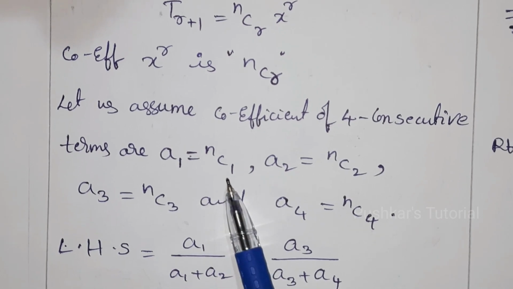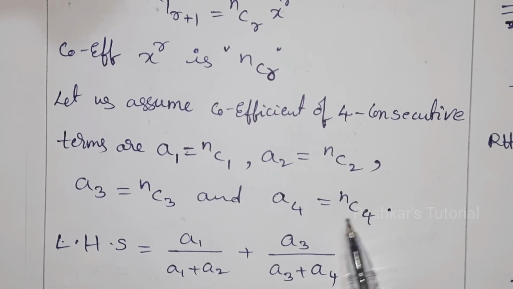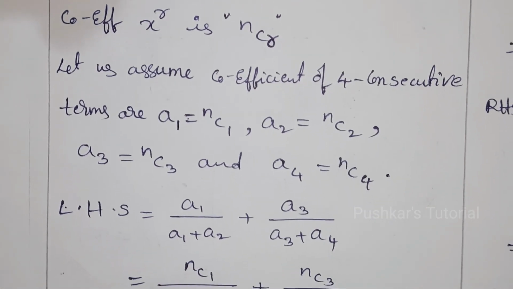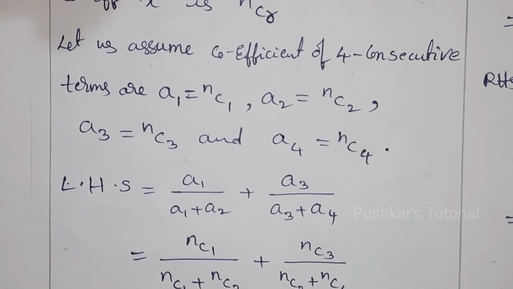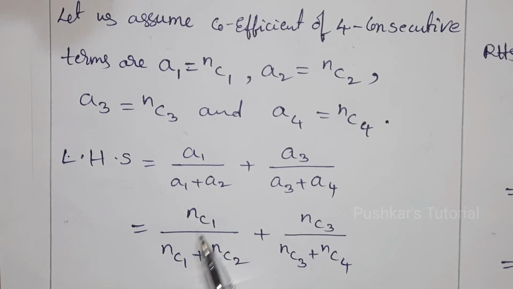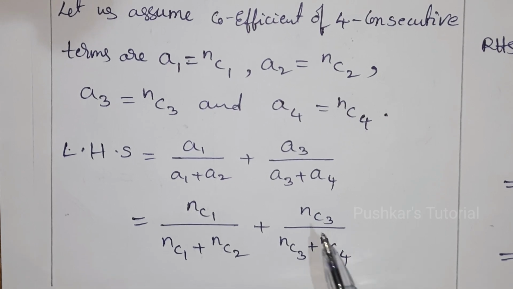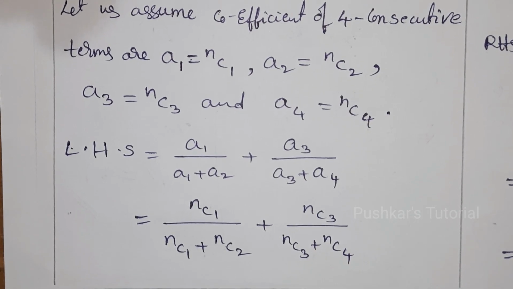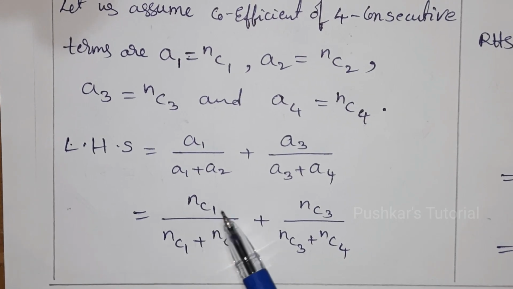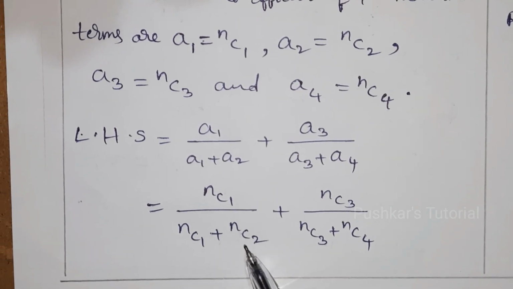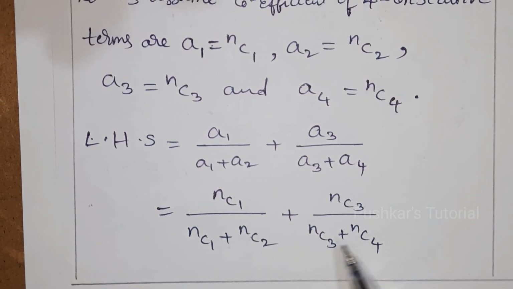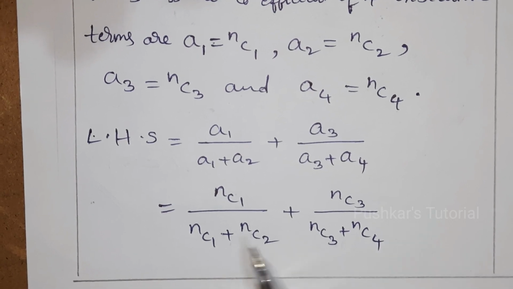Here, let us assume the coefficients of the 4 consecutive terms are a1, a2, a3, a4. So I am taking nC1, nC2, nC3, nC4 respectively. Here LHS is a1/(a1+a2) + a3/(a3+a4). Substituting the values of a1, a2, a3, a4, you observe the numerator nC1 and the denominator nC1 are there. So taking nC1 common in the denominator. The same here also, taking nC3 common in the denominator.